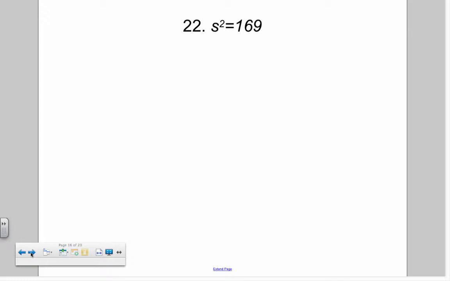So let's take a look at this. We have to figure out what our operation is and use the inverse. In this question, the only operation that's happening to our variable s is a squared. So we have to undo the squaring. And we undo squaring with the inverse operation, which is the square root. So I need to take the square root of both sides. s squared equals square root of 169. So s is equal to 13.